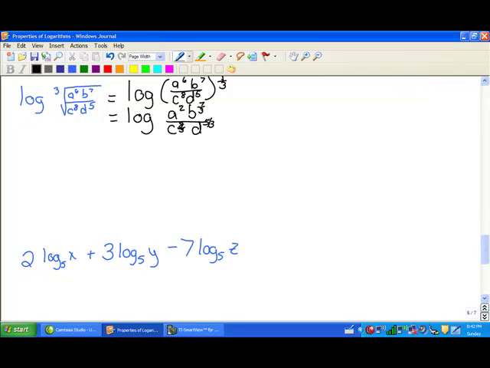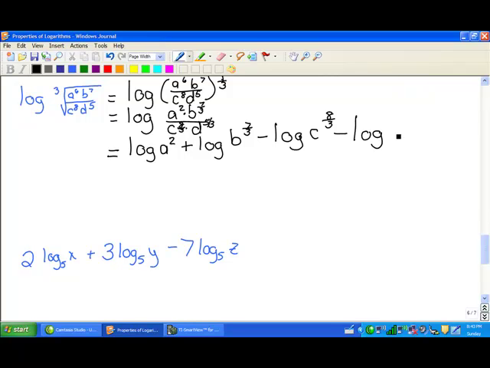Once I've cleaned up those radicals, now I'm going to use the college algebra properties of logarithms. I'm going to notice that I have product in there, I have quotient in there, and I have power. If we take this step by step and do product and quotient first, we'll have the log of a squared plus the log of b to the 7/3 minus, because it's on the bottom, the log of c to the 8/3 minus, because it's on the bottom, the log of d to the 5/3. So there's our product and our quotient properties.